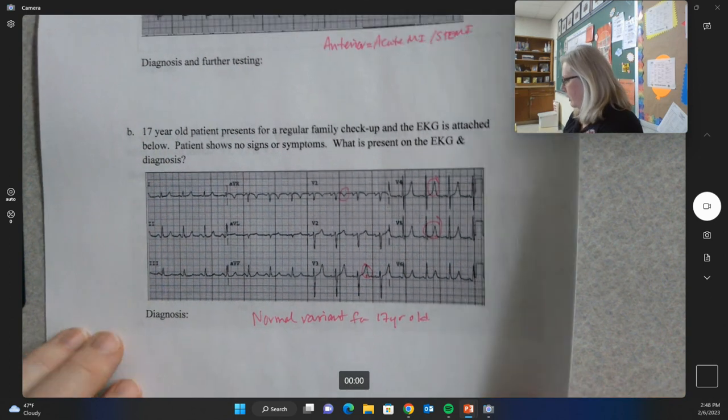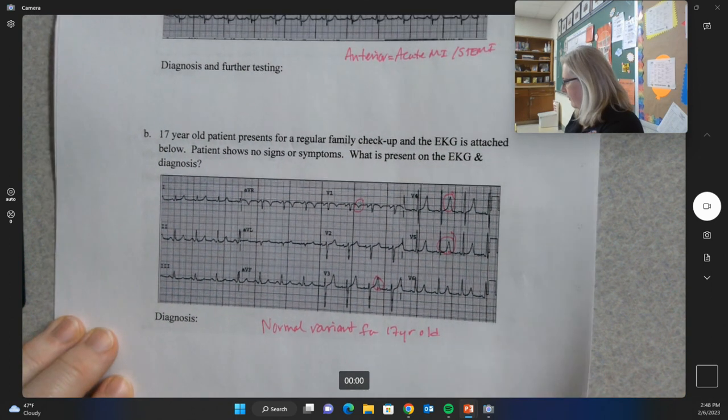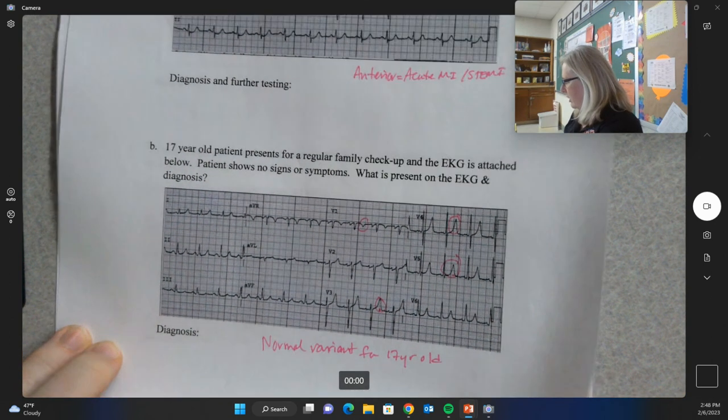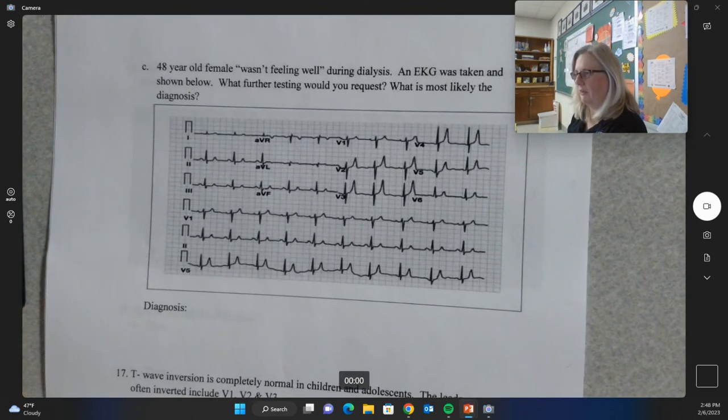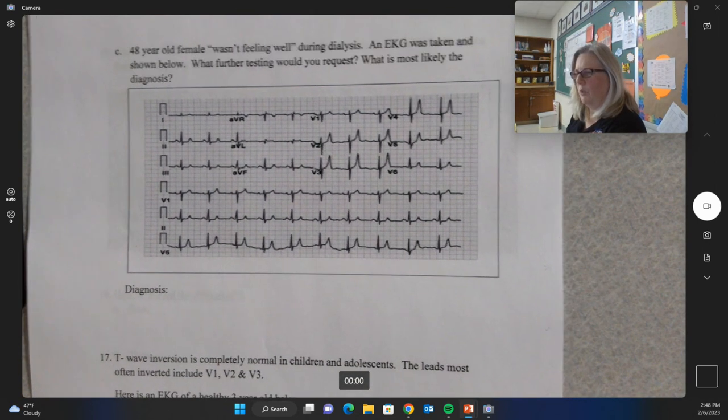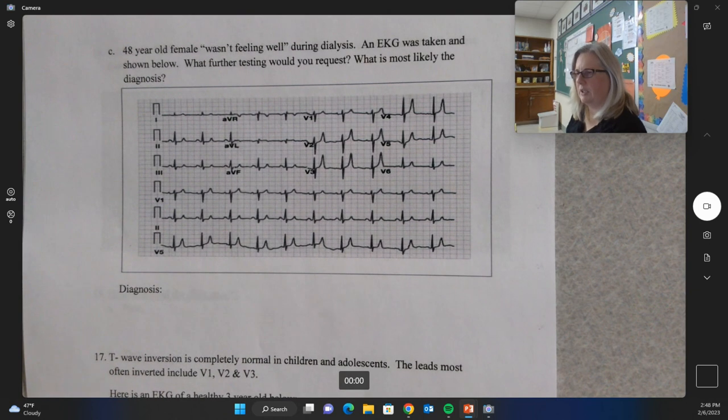All right, let's switch over to the next patient, a 48-year-old female. So always get the age, the background, the reason for the test, everything like that. This 48-year-old female wasn't feeling well during dialysis. There's one clue right there. During dialysis, an EKG was taken and shown below. What further testing would you request, and what is most likely the diagnosis or your interpretation? We're not cardiologists, so we can't diagnose, but we can interpret.